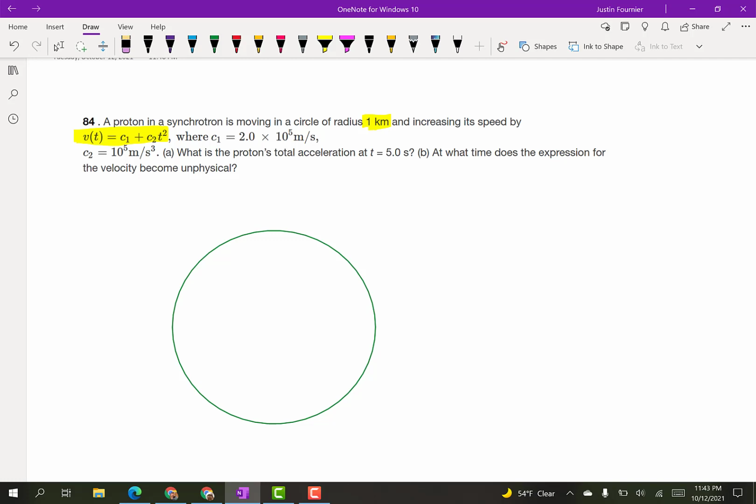So now it says, what's the proton's total acceleration at 5 seconds? So let's say the proton is right here. That's where I'm going to say it is. So it's going to have some acceleration pointing up. That's going to be tangential acceleration, right? That would be the speeding up part of it. That would be caused by that equation up there. But there's also going to be a centripetal acceleration as well.